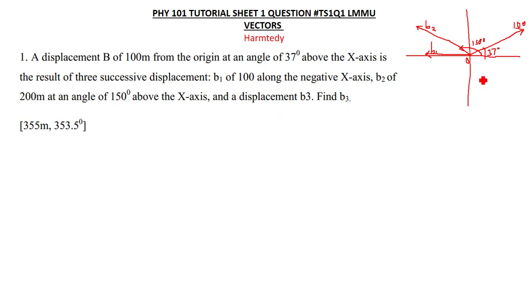And then displacement b3. For b3, we don't know whether it's in the x or in the y, whether it's on the negative x, negative y, positive y or positive x. We don't know. So we've been told to find b3. In this case we cannot show b3 on the xy plane because we don't know its magnitude and its direction. So this is our x-axis, then this is our y-axis.